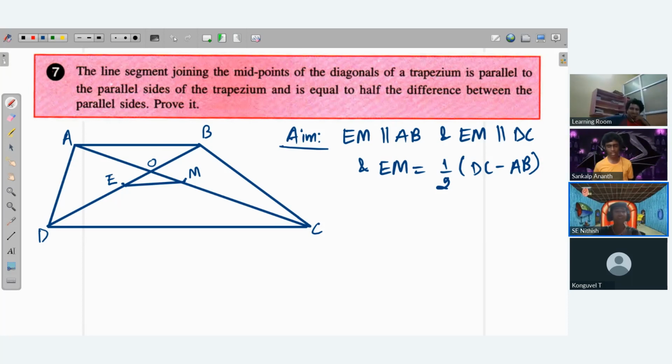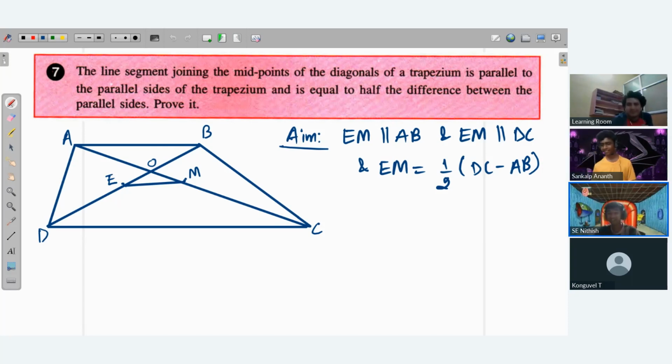That thing, sir, I have not understood. How should EM be equal to 1/2 of DC minus AB? That's what I also don't know. We'll try, sir. We have enough time. Oh, I got it. We know M, and if I extend it to the line segment AD, it is going to hit the midpoint. The same goes for triangle BDC. If I take the midpoint of AD as F, just a second.